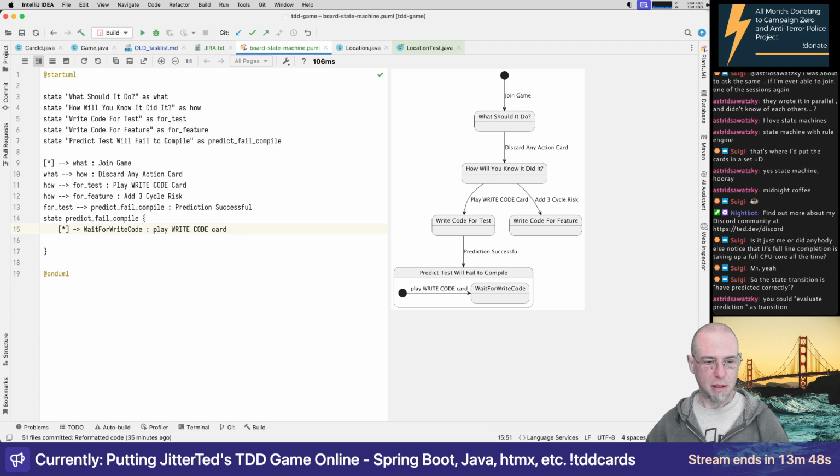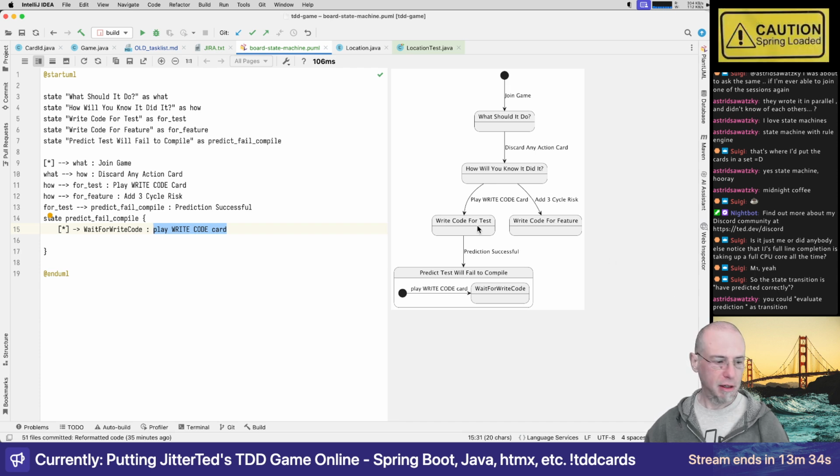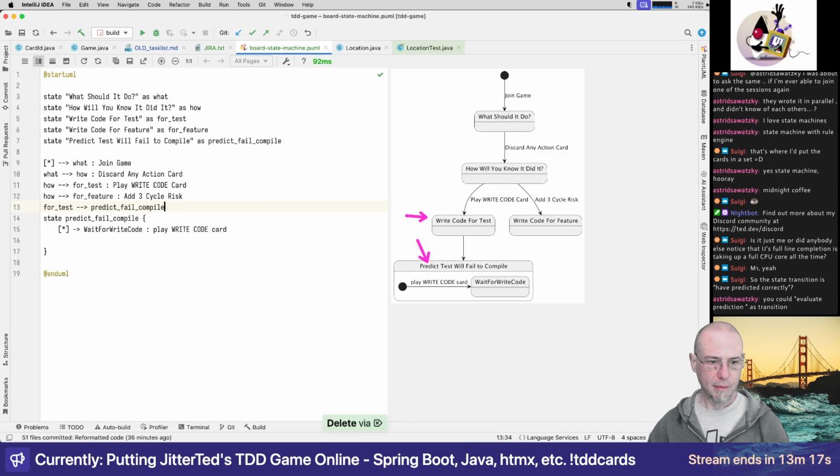Except that's not what gets you to this state. Actually, what gets you to this state is... Oh, we had to already play... No, this is correct. Actually, in order to get from here to here, you do have to play the right code card. So this is wrong. This is really the substate. How do I represent that?